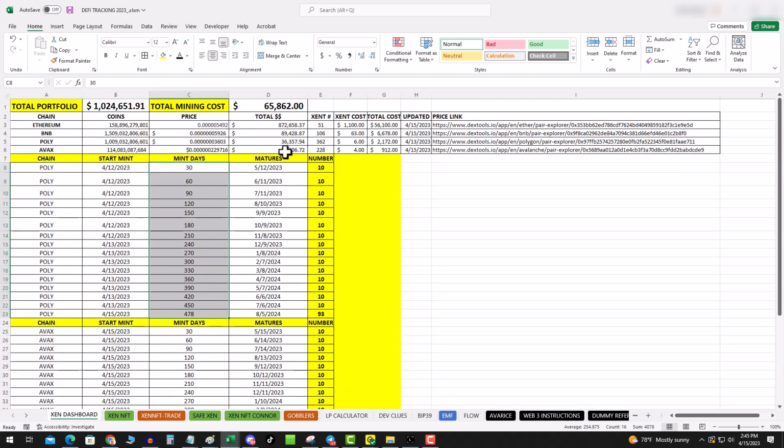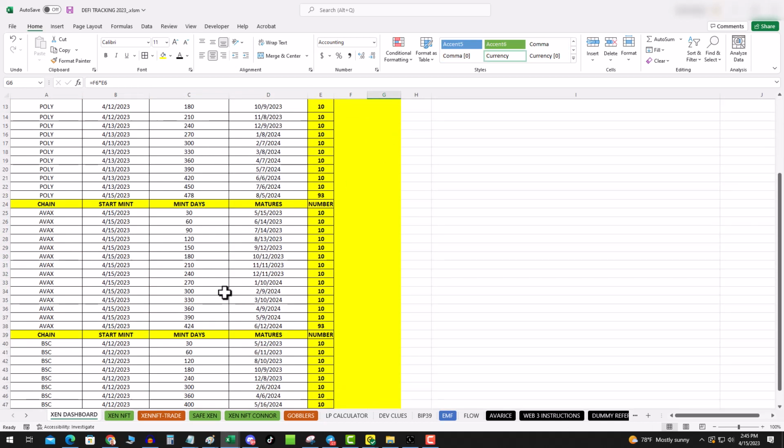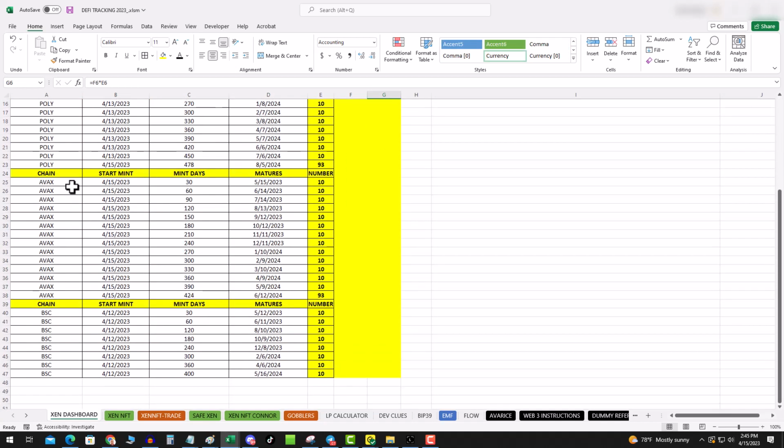Now AVAX was dirt cheap, less than $1,000 to ladder AVAX out. So on AVAX, I basically did 93 max time, and then I filled in all the levels at 10. This was probably pretty easy. This only took me, I don't know, 2 hours to do this ladder. And the nice thing about doing the ladder in batches is you don't have everything coming due all at the same time. You don't want to break it up because then it makes it hard to manage your NFTs.